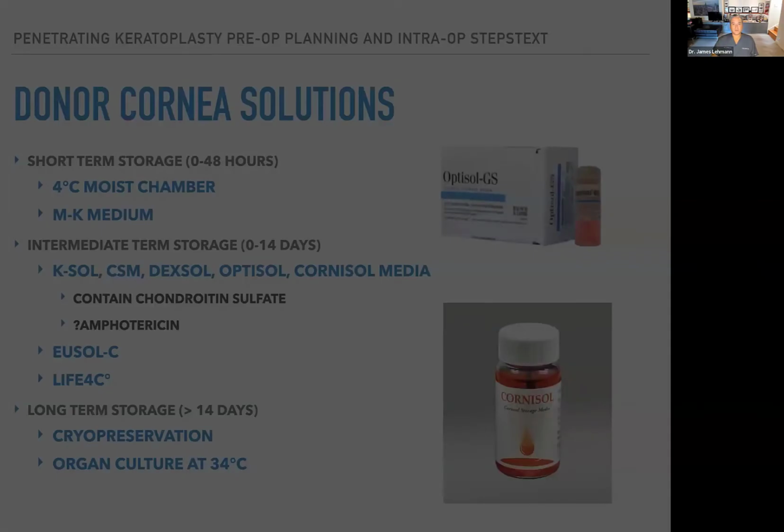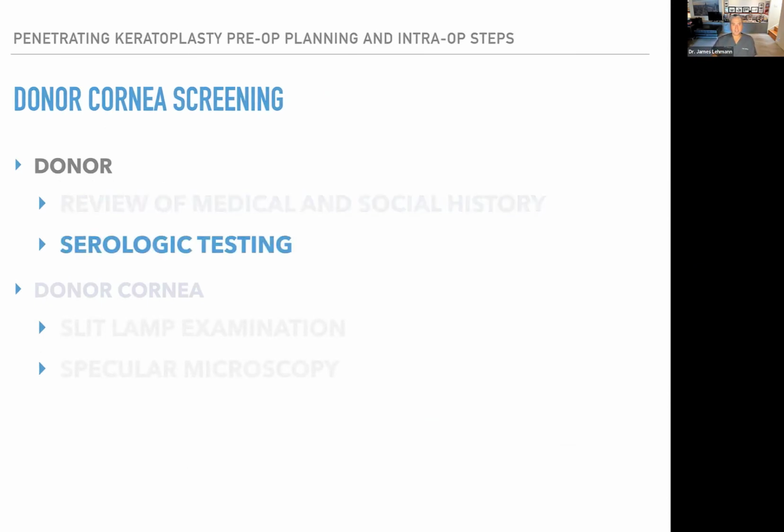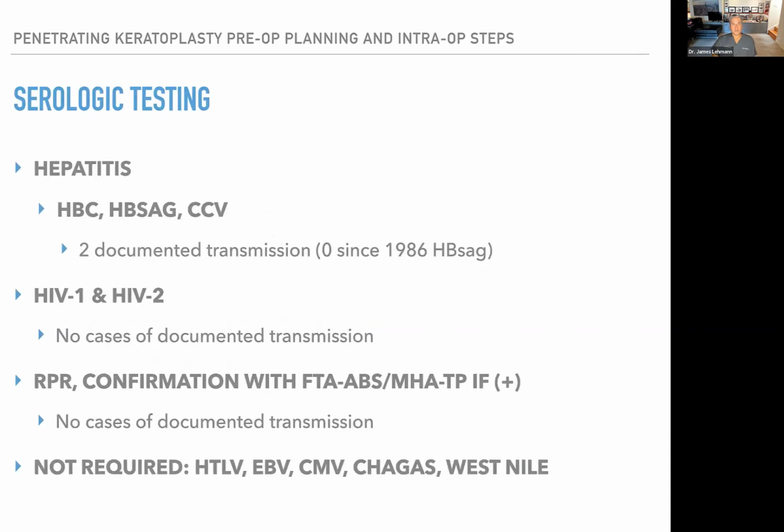Okay. Now, what about the medical and social history of the decedent? What's important about that? How about serologic testing? Well, the serologic testing that we do is basically ruling out viral infections, also syphilis. So we do hepatitis, HIV, and RPR in the United States. Since 1986, when they started doing the surface antigen for hepatitis, there have been no documented transmissions of hepatitis, nor has there ever been with HIV or RPR.